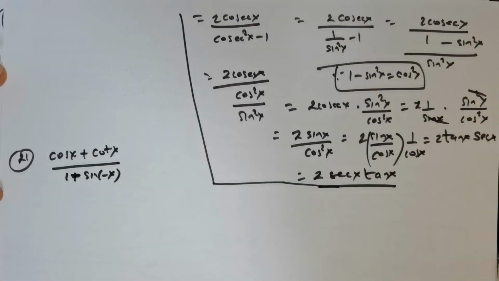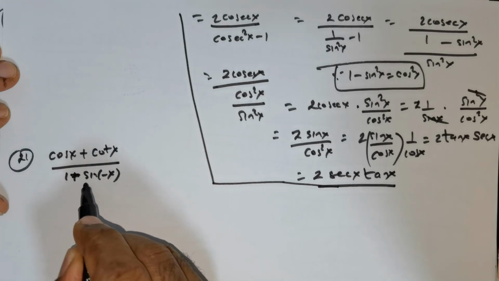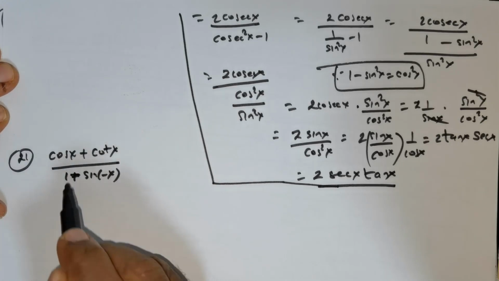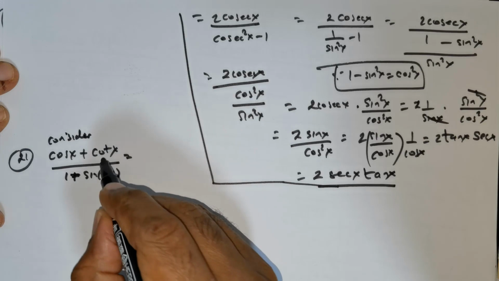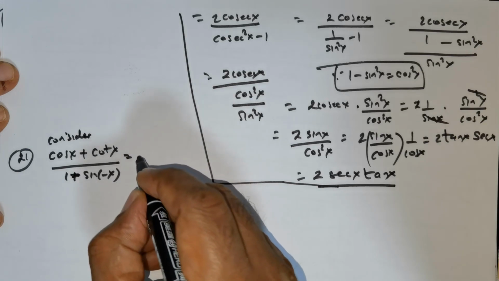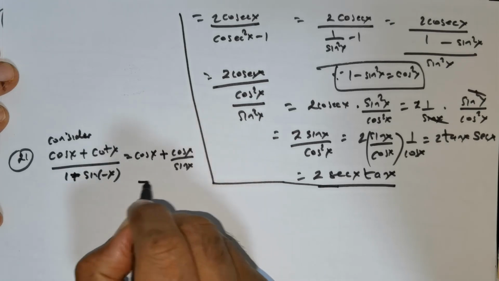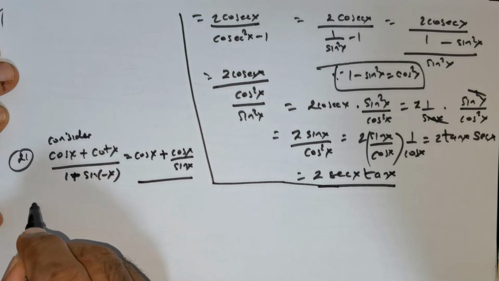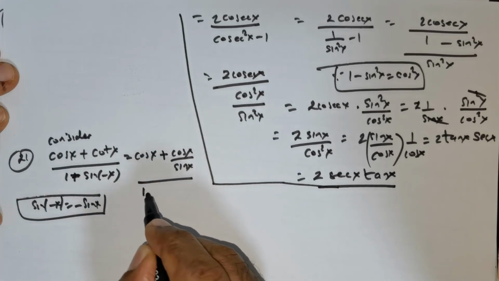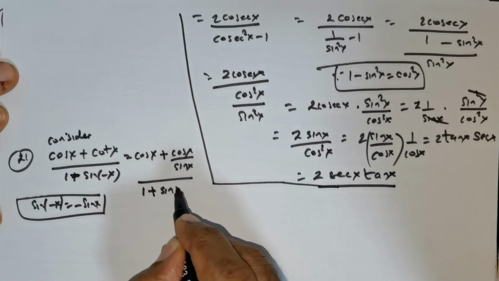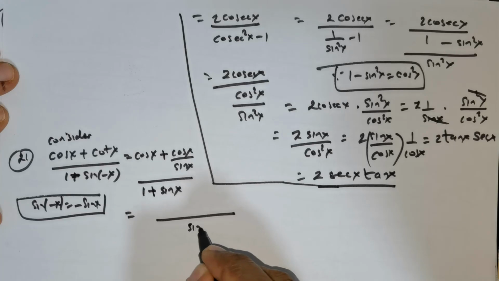Okay, and that is the result. So we'll move on to the next one. Okay, this is the next question. We've been given cos x plus cot x divided by 1 minus sine of negative x. So this is a negative sign. So let me start off by using the word consider. Now as I mentioned to you, I'll be changing cot to cos x over sin x. So this is rewritten as cos x plus cos x over sin x divided by, now sine is an odd function, that means sine of negative x is equal to negative sin x. So that is going to give us 1 plus sin x, which is equal to, take the denominator, the LCM, to be a sin x.